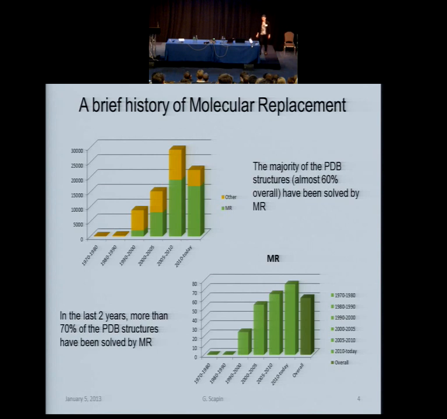So molecular replacement is definitely the method of choice. Okay, granted, a lot of these things are the same thing. So there are 2,300 structures of the same enzyme bound to different cofactors. But still, it's a very impressive growth.